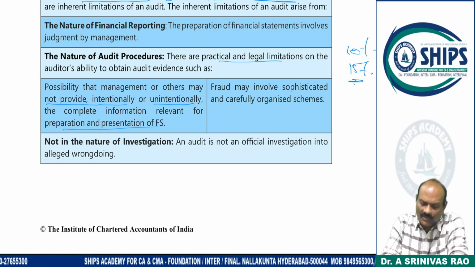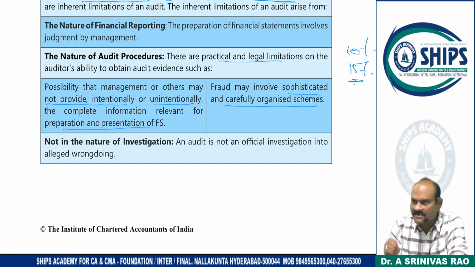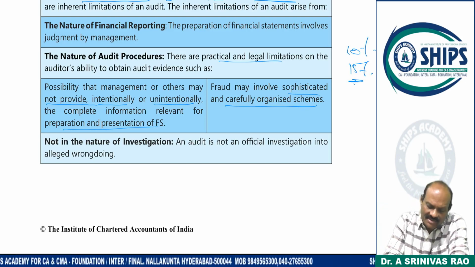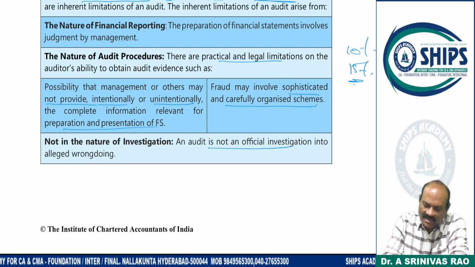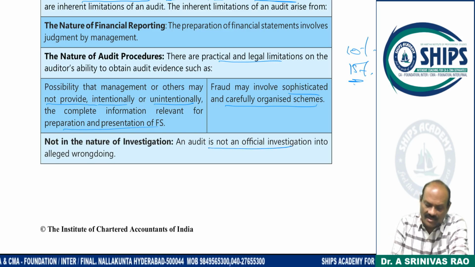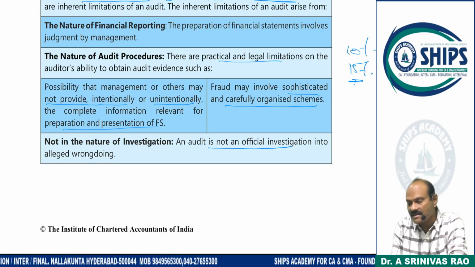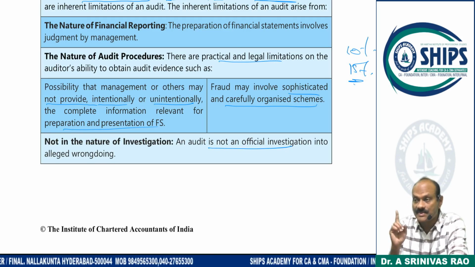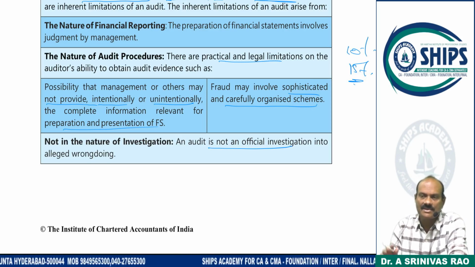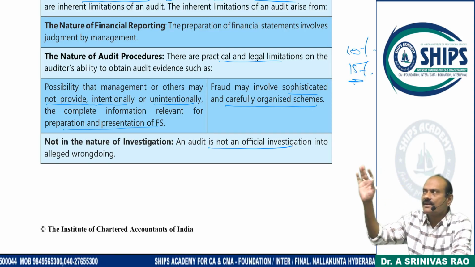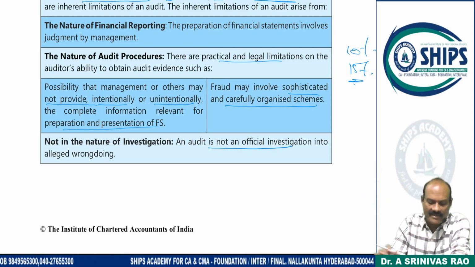And fraud may involve a sophisticated, carefully organized scheme. If organized fraud is there, you can't easily audit it. And an audit is not in the nature of an investigation. The auditor is not in an official investigation of an alleged thing. Remember, I told you already, an investigator always starts with a suspicious mind. But the auditor will never start with a suspicious mind. He always thinks that these books of accounts are representing a true and fair view.